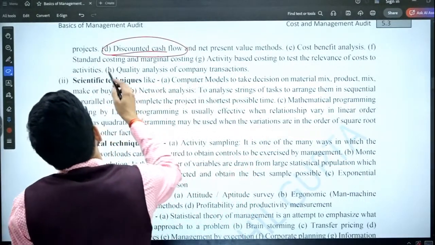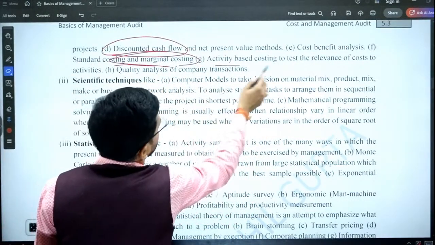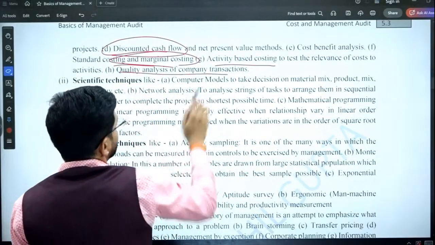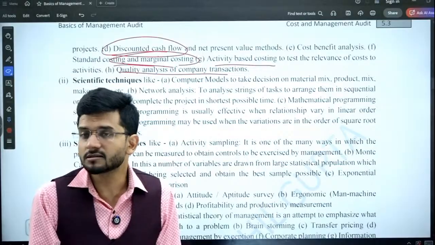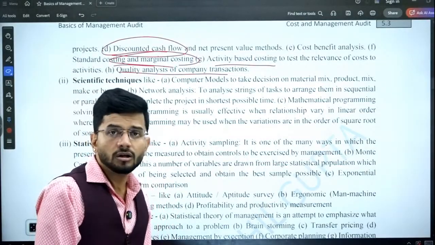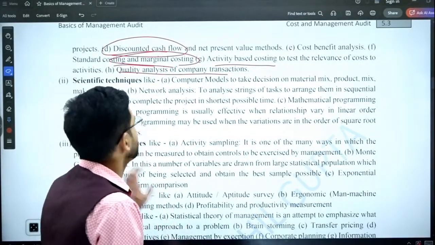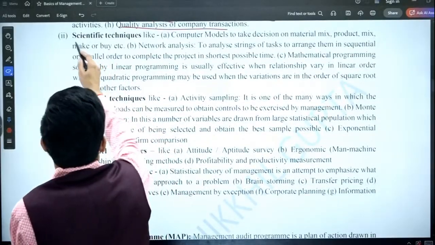Cost benefit analysis, standard costing, marginal costing, activity based costing, quality analysis of a company's transactions. So all these you have already studied somewhere or the other in your curriculum. These are all used while appraising the management decision making. Then there are some scientific techniques.